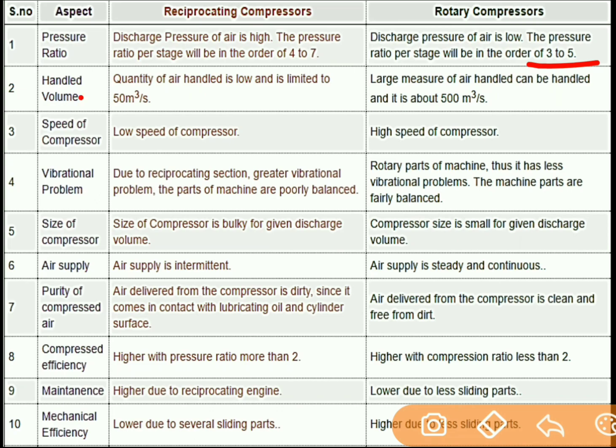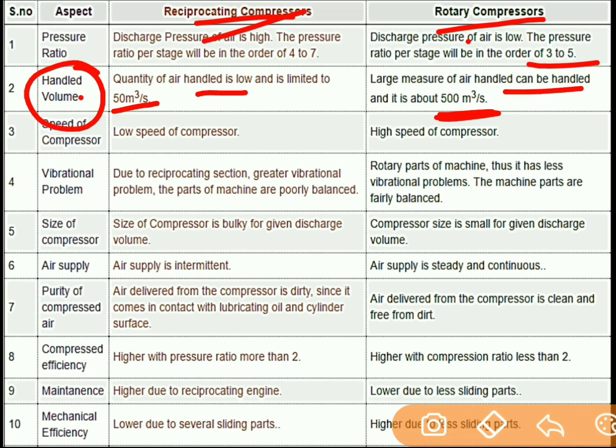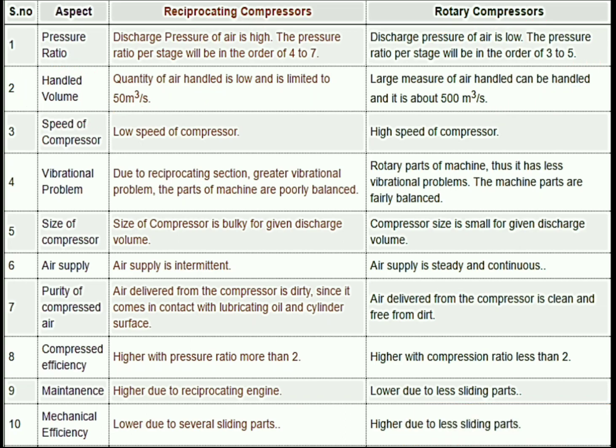Second point, handled volume. Quantity of air which is handled is low in case of reciprocating compressor and it is limited to 50 meter cube per second. Whereas in case of rotary compressor, a large quantity of air is handled, about 500 meter cube per second. So the quantity of air handled in a rotary compressor is 10 times more as compared to that of the reciprocating compressor. Speed of the compressor: it works at low speed whereas rotary compressor works at high speed.